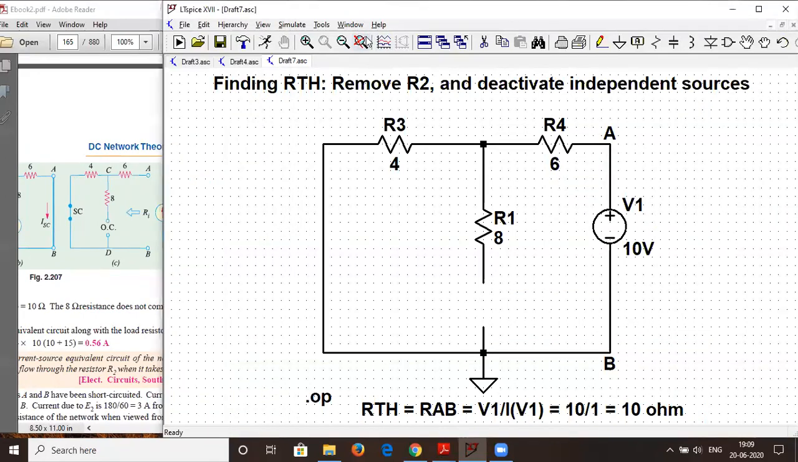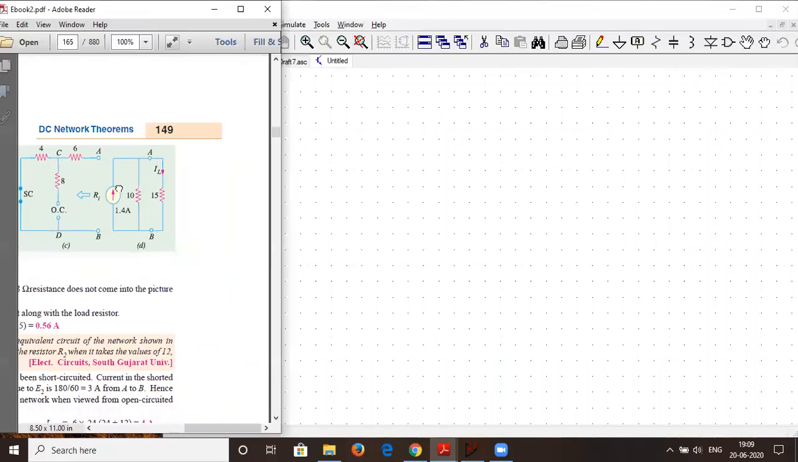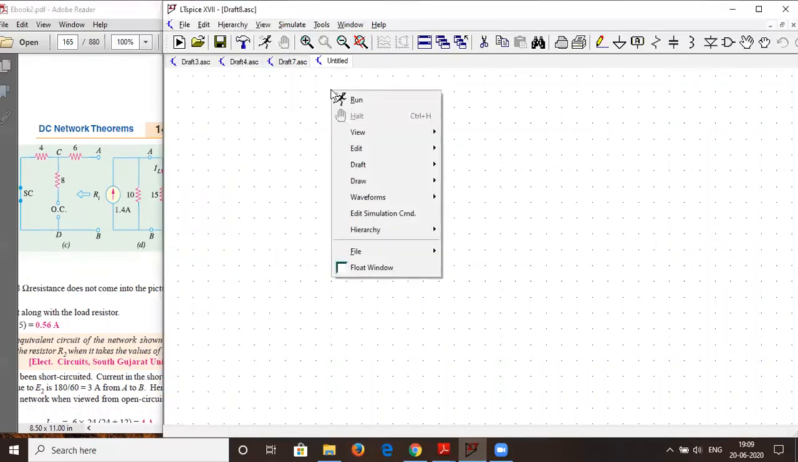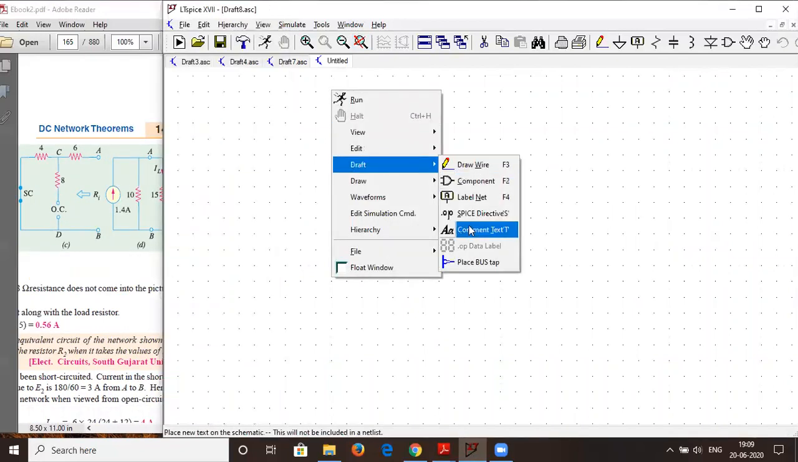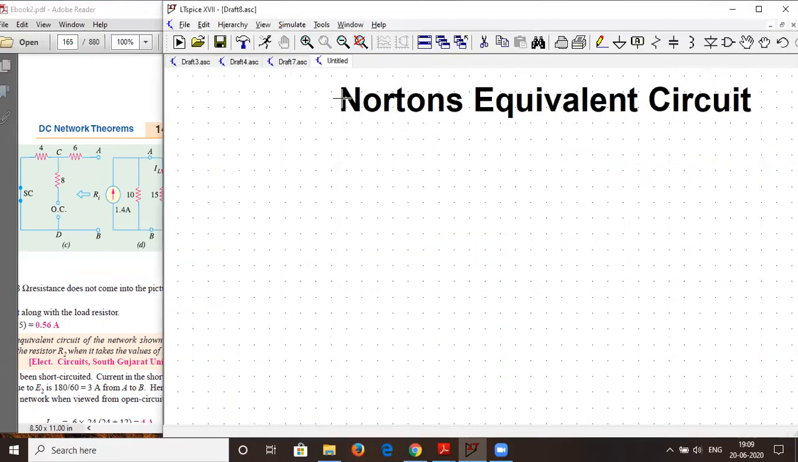And last thing is we need to make a new schematic again and make a Norton's equivalent circuit. So this will be labeled as Norton's equivalent circuit, and I'll place it onto the screen. So let us start building it.